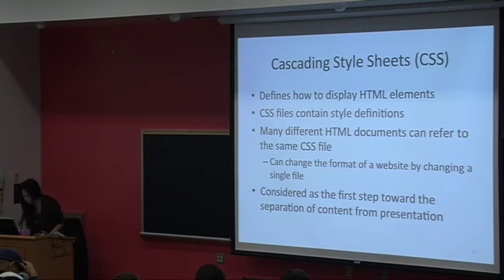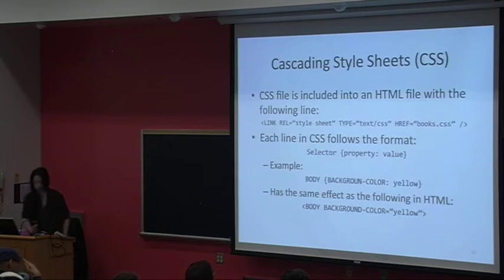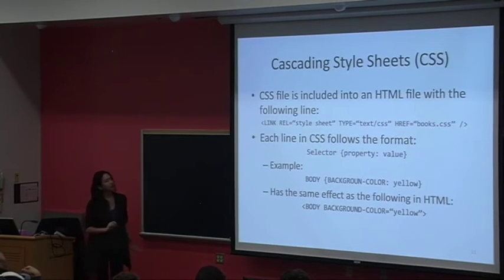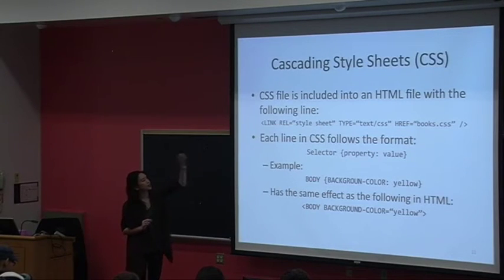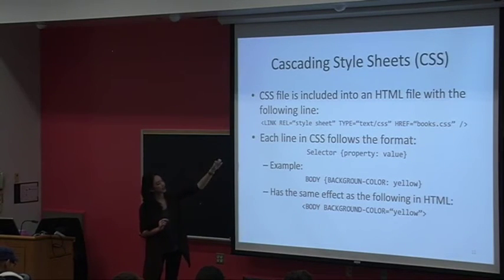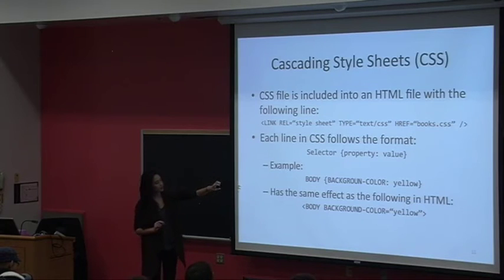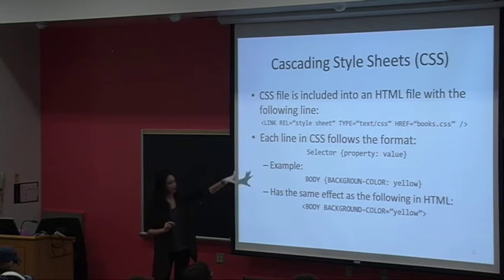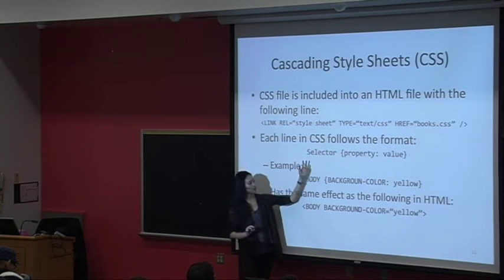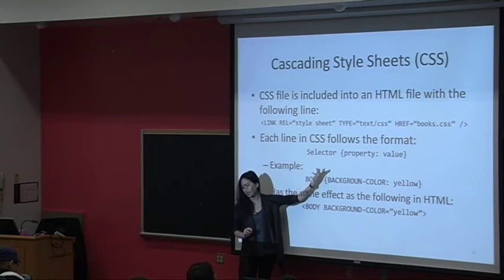Okay. So how would CSS look? A CSS file is included into an HTML file with a line. We can just link it. Later I'll show you how we use a link tag to link the external CSS file that we write. Within a CSS file, we have a formula: you start with a selector, and then within the curly braces, you say what the value of the property is. It's like a key-value pair.